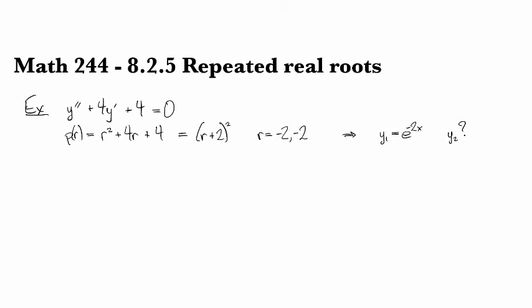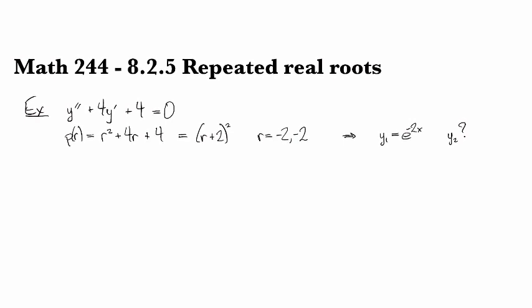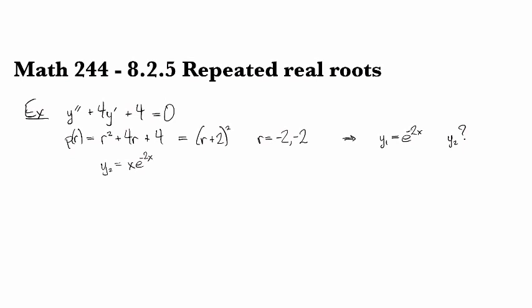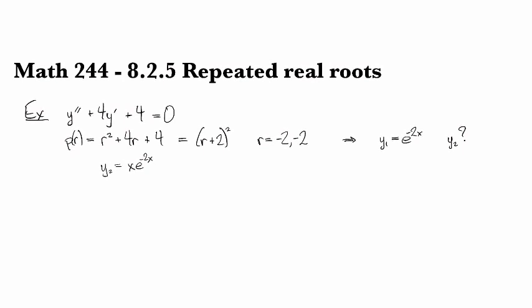Okay, so what are we going to do? Well, general rule of thumb, slap an x on it. So we'll just multiply the one that we had before with an x. And at this point you say, what? Why? Where the heck did that come from?